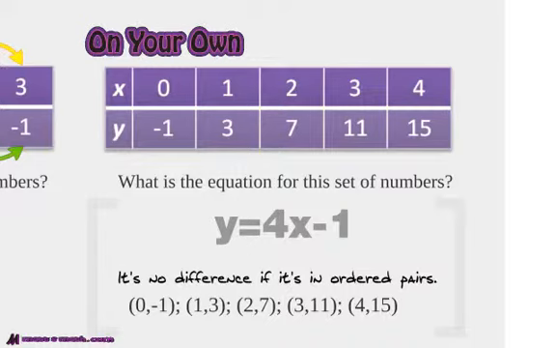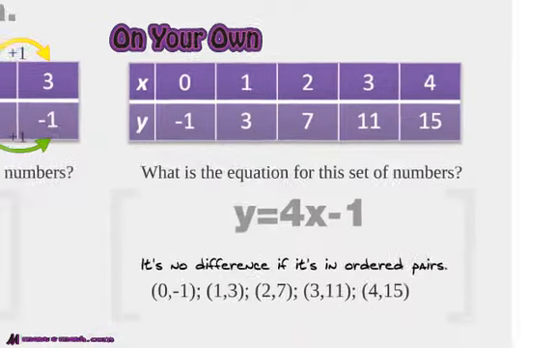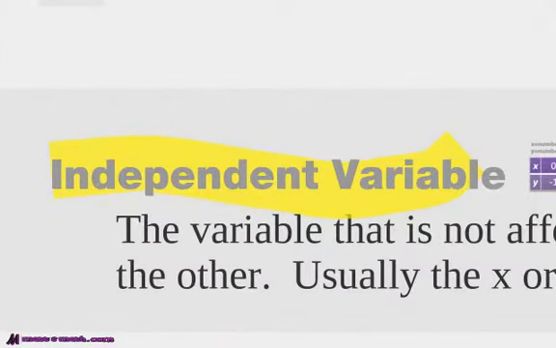Right? It's no different if it's in ordered pairs too. So if I have 0, -1, bam, this is x then y. If I have 1, 3, this is my next ordered pair. So it's no different if it's in a table or if it's in ordered pairs like this, okay? Don't be afraid to put these in a table if you need to, or just use them like that, okay?